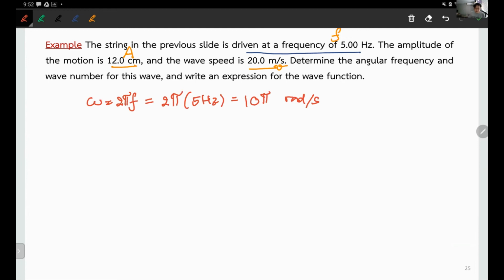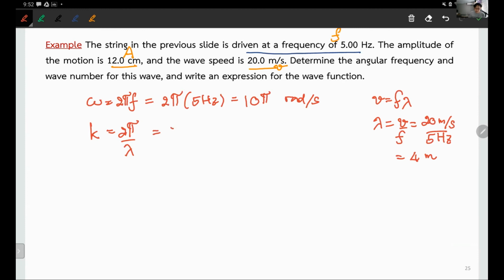What is the wave number? Wave number is k. k is 2 pi over lambda. Okay, now you want to get lambda. v equals f lambda, so lambda is just v over f. The speed of the wave is given to be 20 meters per second. The frequency is given to be 5 hertz. So actually lambda is 4 meters. Perfect. So just plug it in here. 4 meters. So it's pi over 2, 1 over meter.